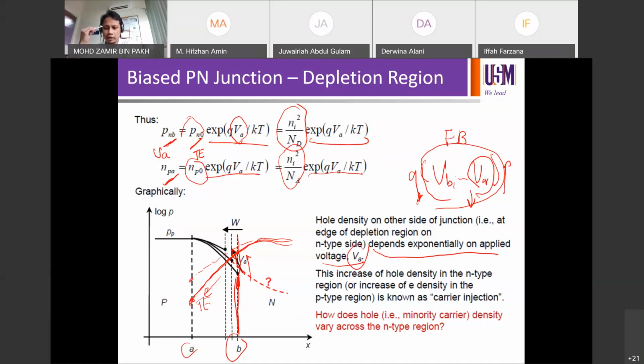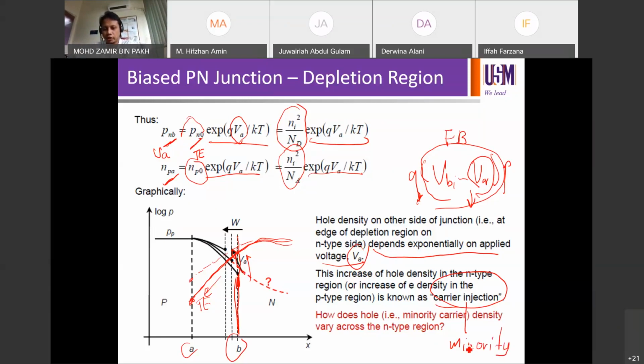So this increase of hole density in the n-type or increase of electron density in the p-type is known as carrier injection, right? This is also a form of carrier injection, because you apply the bias. Remember last time when I talked about carrier injection, it could be due to doping or optical illumination or applied bias as well. And this is applied bias. So we are actually injecting minority carriers to the other side of the junction. If you're talking about the p side, then you are injecting holes into the n type. If you're talking about the n side, then you are injecting electrons into the p type. So we are now injecting minority carriers.